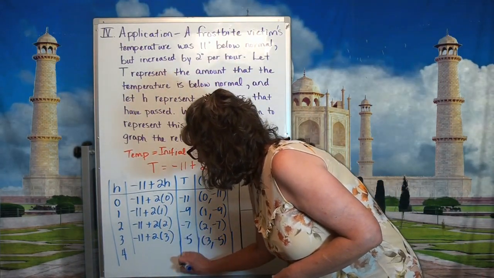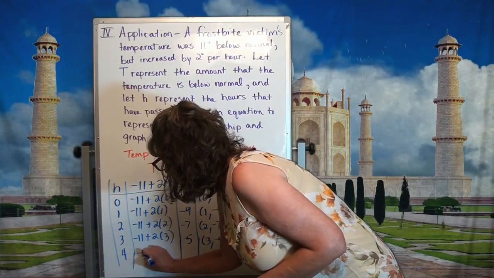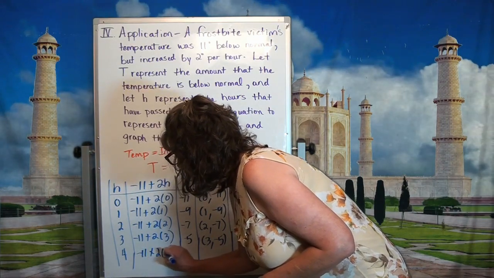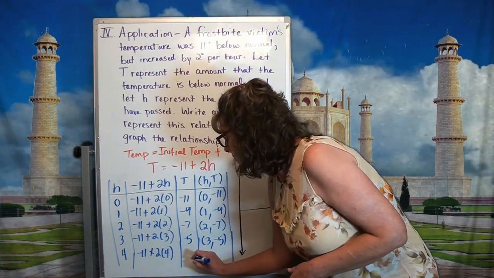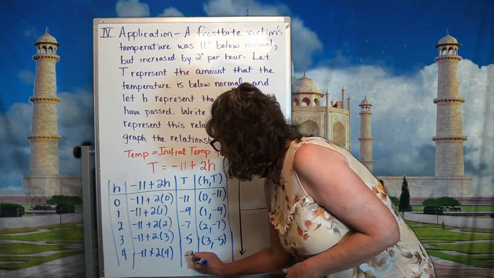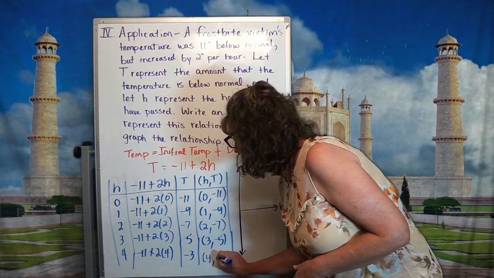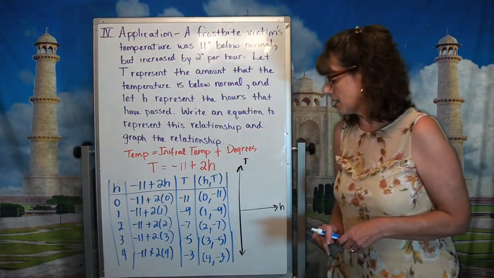All right, let's keep on going. Let's test out that 4. And so 2 times 4 is 8, negative 11 plus 8 is a negative 3. Yep, that works. Because if we take that negative 5 and add 2, we get a negative 3.